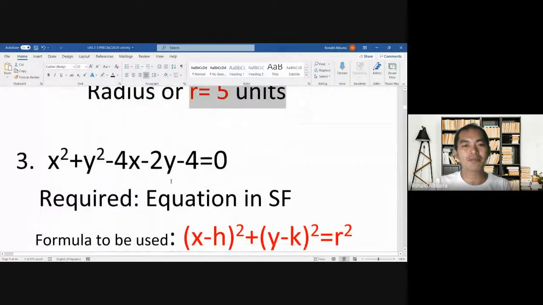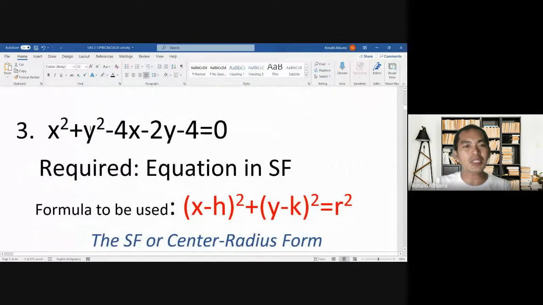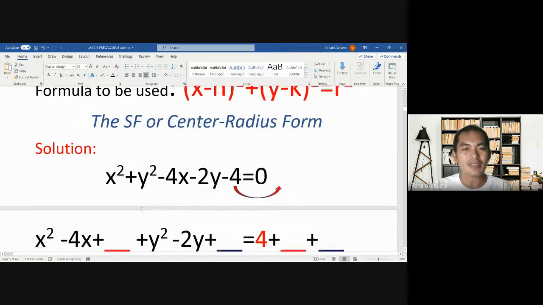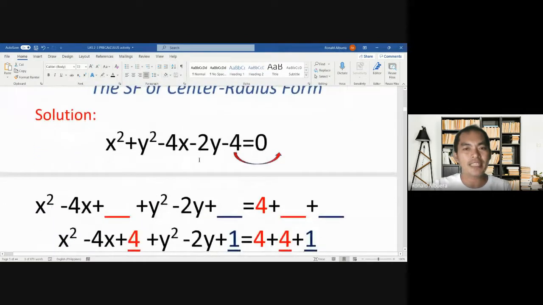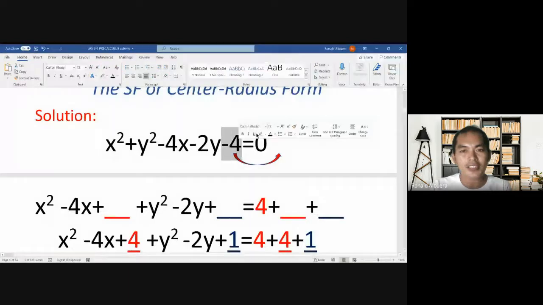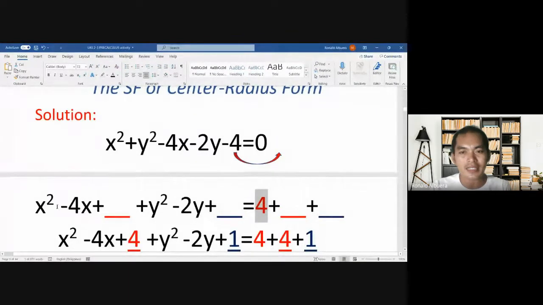Okay, another example. We have x squared plus y squared minus 4x minus 2y minus 4 equals 0. What is the equation in standard form? Okay, first is to write the given. Transpose negative 4 to the other side, it became positive 4. Complete the trinomial for x and the trinomial for y, because there is a term with x and a term with y. So, we need to complete this to make it a perfect square trinomial.